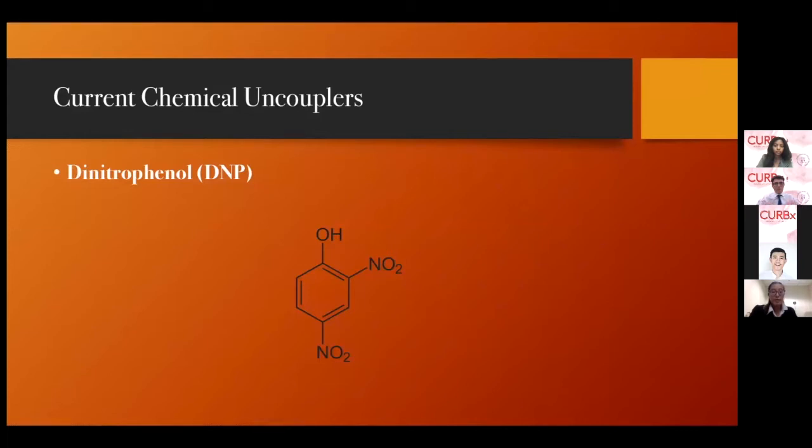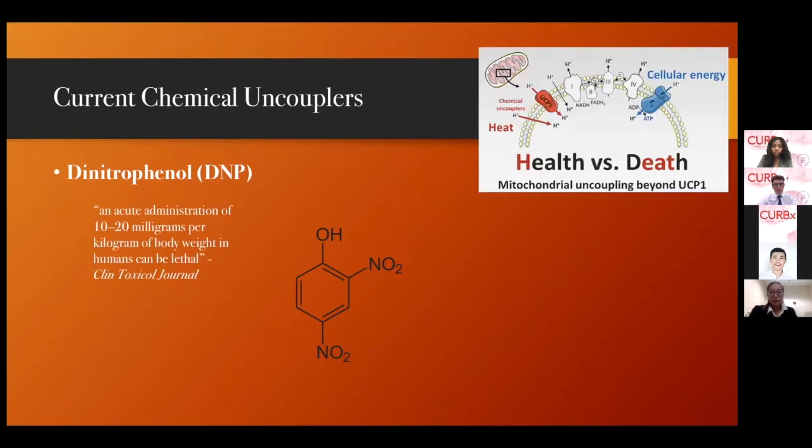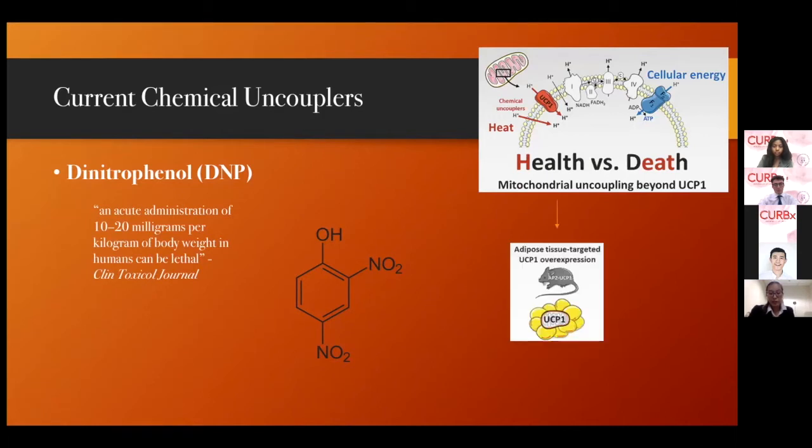And although it works similarly to UCP1 and increases energy expenditure in our cells, the problem with DNP and other similar chemical uncouplers, as they're called, is that they lack tissue-specific effects. So if we target UCP1 and we want to increase its expression to achieve the desired increase in energy expenditure, it's a much safer and more reliable method because UCP1 is tissue specific. It's only present in brown adipose tissue, which is accustomed to increases in energy expenditure.